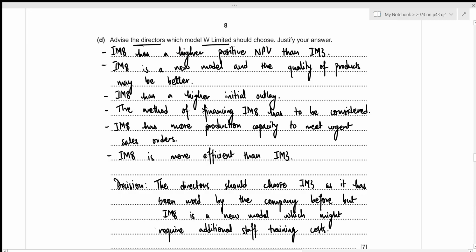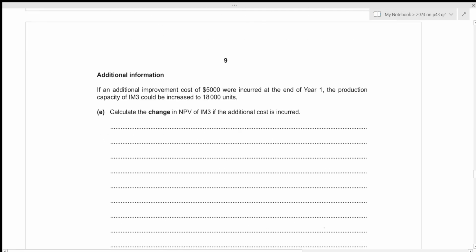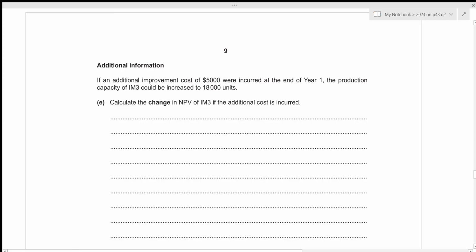Okay, that's all for the fourth part of this question. Now we have been given additional information. If an additional improvement cost of 5,000 were incurred at the end of year 1, the production capacity of IM3 could be increased to 18,000 units. Now we need to calculate the change in net present value of IM3 if the additional cost is incurred.